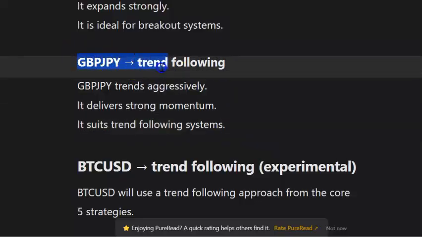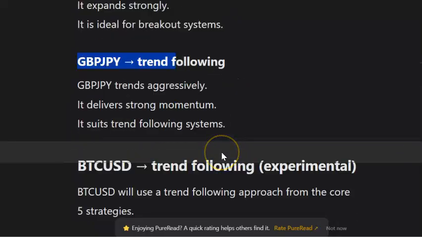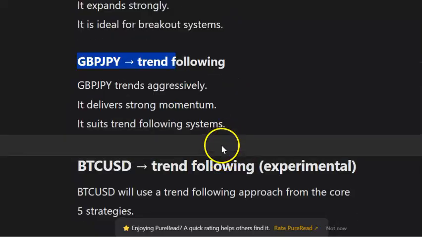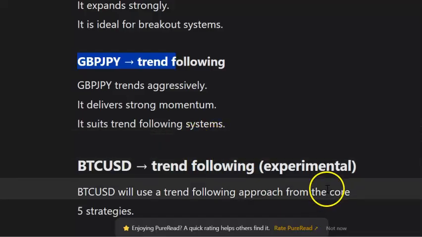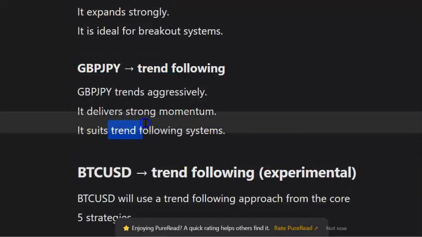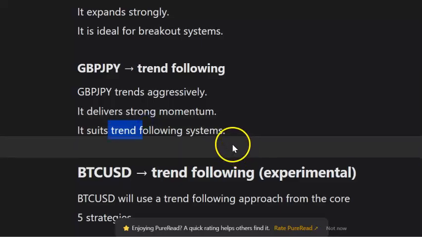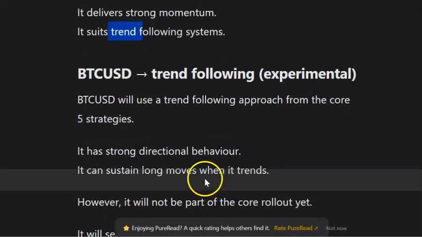All right, next one will be the GBPJPY. This is trend following. The GBPJPY trends aggressively when it does, and it delivers strong momentum, so it will be suitable for trend following systems. So I'm going to look at trend strategies for this particular asset.